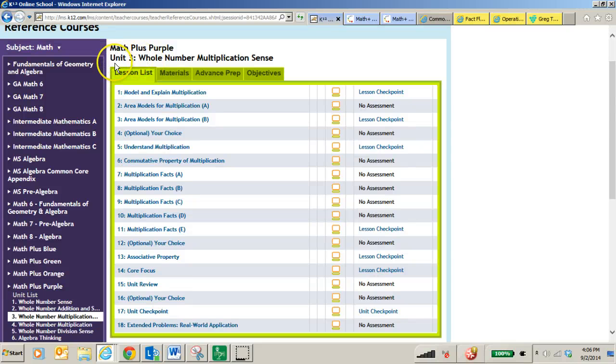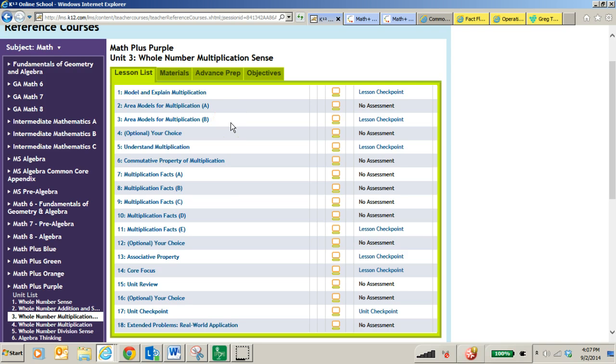Hi, today we are going to go over Unit 3 in the Math plus Purple unit. This unit focuses on whole number multiplication sense, and this is one of the most important units in all of third grade. Multiplication is one of the key focus areas of the third grade standards. So this unit will take about 3.5 weeks, and there's also 3 optional choice days built into this unit. That gives you extra time to really practice the skills that are being taught.